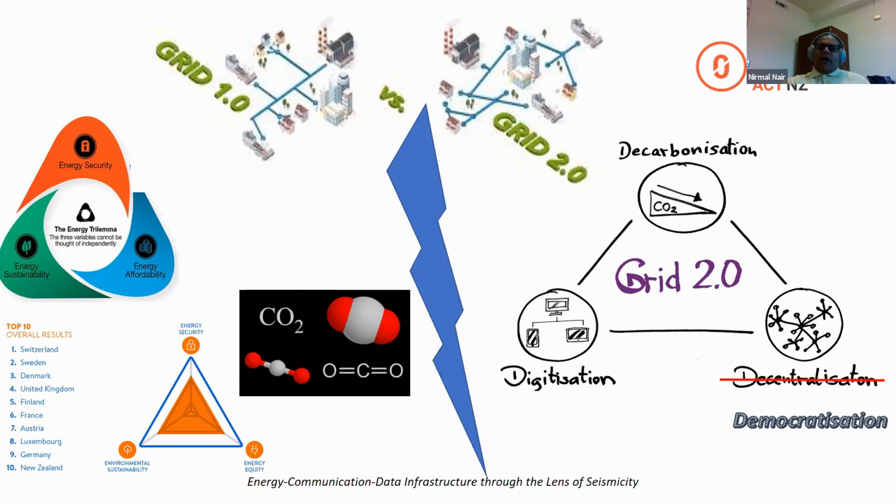These are global benchmarks because electricity as a product is everywhere, in almost 194 countries. So where is New Zealand placed? We are pretty well placed at number 10. This gives you a balance of what the energy security, energy affordability, and sustainability are. So I would like to call it Grid 1.0.